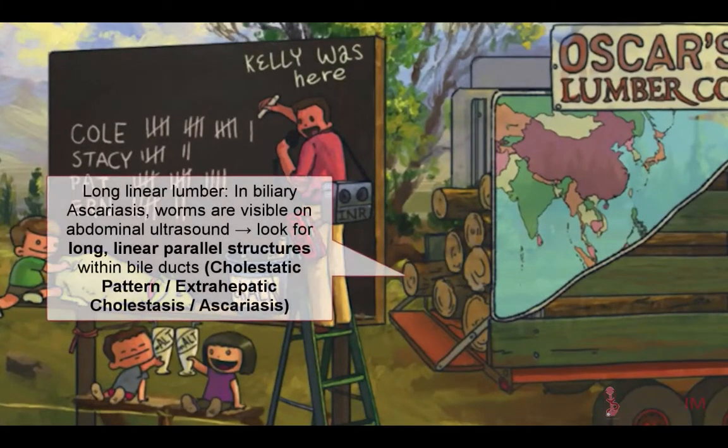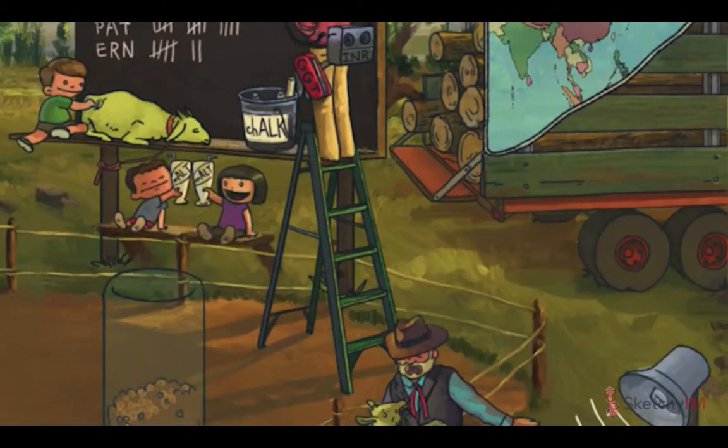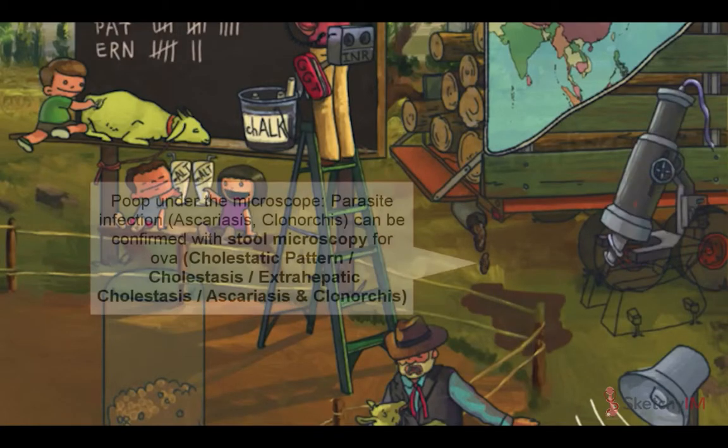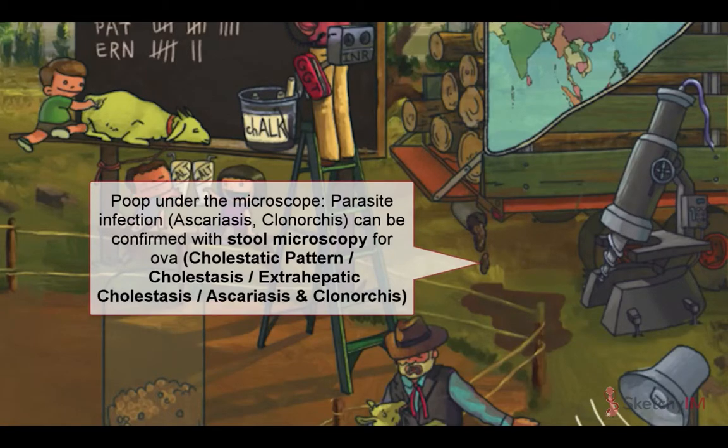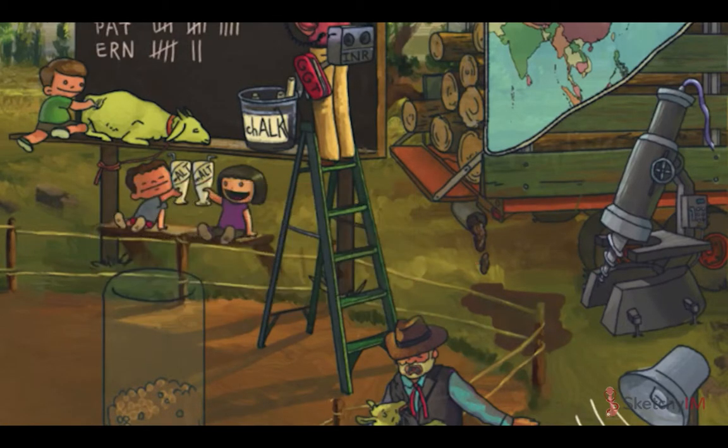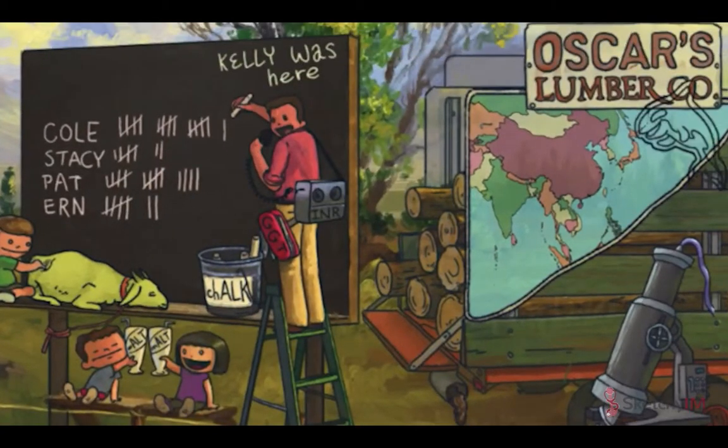Thanks to their large size, these worms are readily apparent on imaging, including abdominal ultrasound. Look for long, linear, parallel structures within the bile ducts, not unlike these large, long pieces of lumber. In general, ascariasis can be confirmed by finding ova on stool microscopy. So we've drawn in some farming equipment that looks microscope-esque, to say the least. In addition, patients may report seeing adult worms in their stool, a sight unlikely to be forgotten.